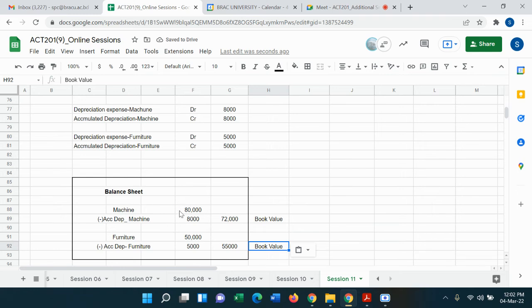And because we do not reduce the value of the actual cost price of the particular asset, how are we reducing the value? By creating a separate account which is known as accumulated depreciation. This is why this accumulated depreciation account is called contra account. This is a contra account of that particular asset. This accumulated depreciation on machine is a contra account of this machine account. This accumulated depreciation of furniture is a contra account of this furniture account. Why? Just to reduce the value of that particular asset in the balance sheet.